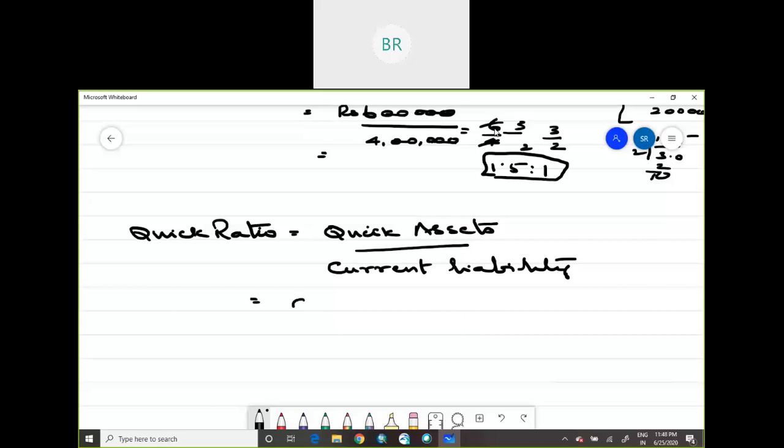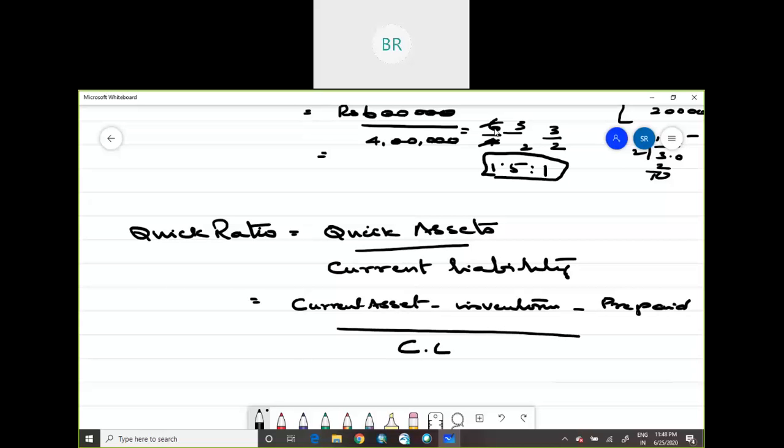Now, quick asset is what? Current assets minus inventory minus prepaid, right? So divided by your current liability. So this is your quick asset. Current liability, we already know what it is. Current liability, you already know it is 4 lakhs. Now let us find out what is the quick asset. Current asset, you already know it is 6 lakhs. Let us see what is the inventory.